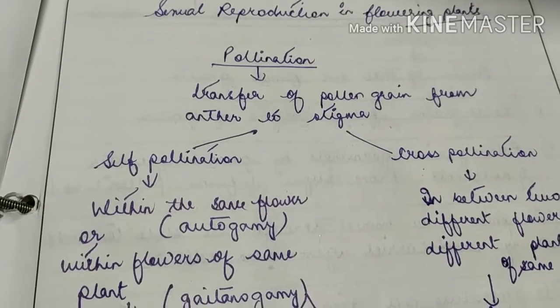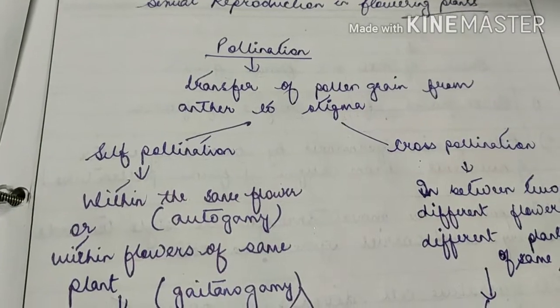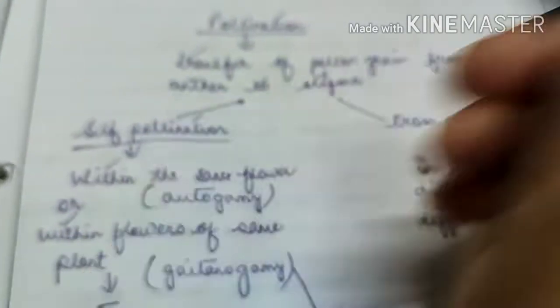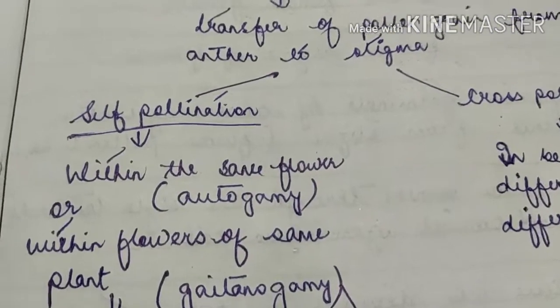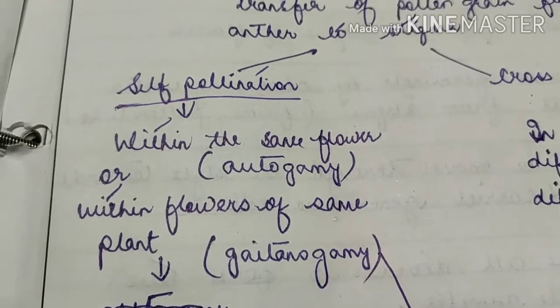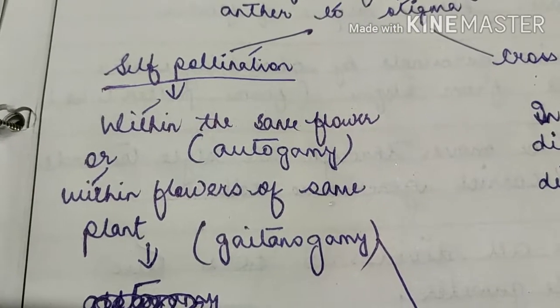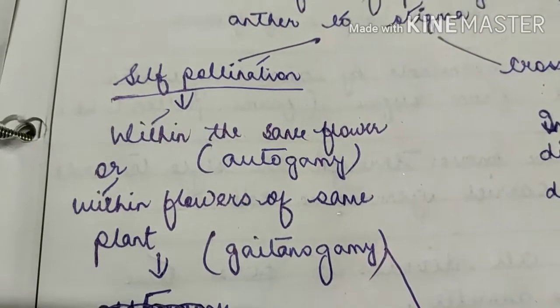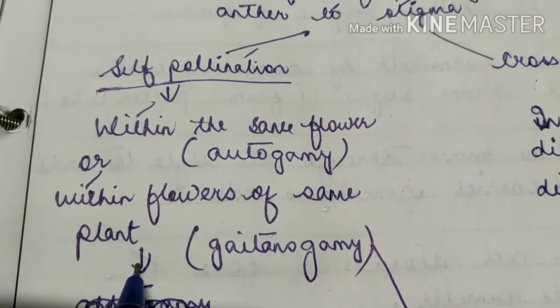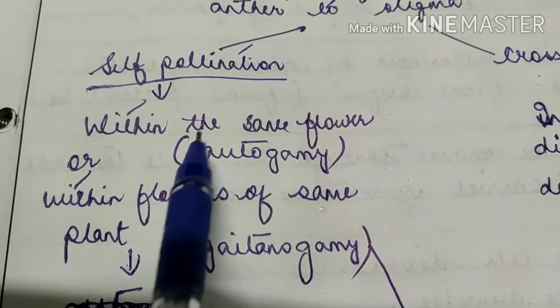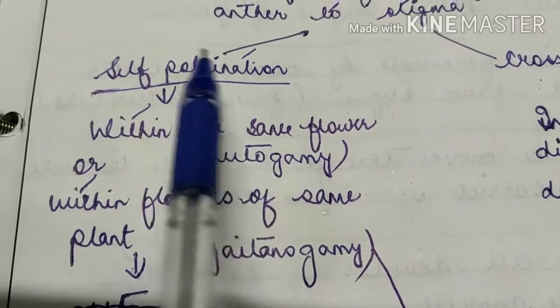Pollination can take place in 2 ways. There are 2 main ways by which pollination can take place. The first one we are talking about is self-pollination. It is the pollination taking place within the same plant, either within the same flower or within 2 different flowers of the same plant. In the same plant, the flowers are used for pollination.